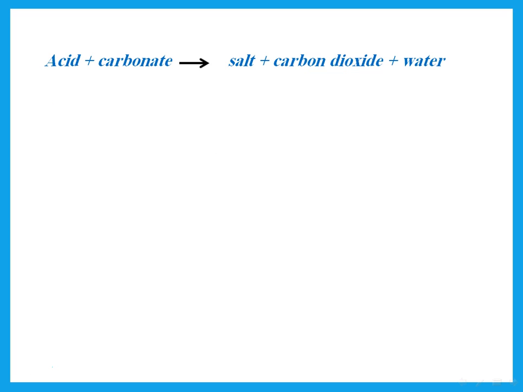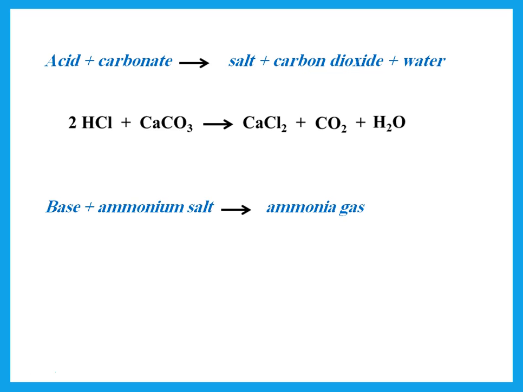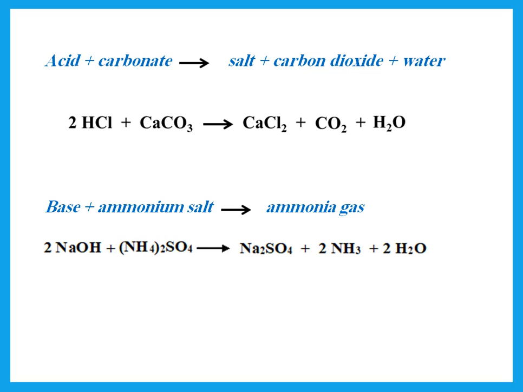Acid plus carbonate will give salt plus carbon dioxide and water. So if I have something like hydrochloric acid with calcium carbonate, it gives me the salt. What is the salt? Calcium chloride plus carbon dioxide plus water. So these are the reactions of acids. Now, a base can react with ammonium salts. So something like ammonium sulfate, if I react it with a base, any base, for example, sodium hydroxide, this will give ammonia gas.